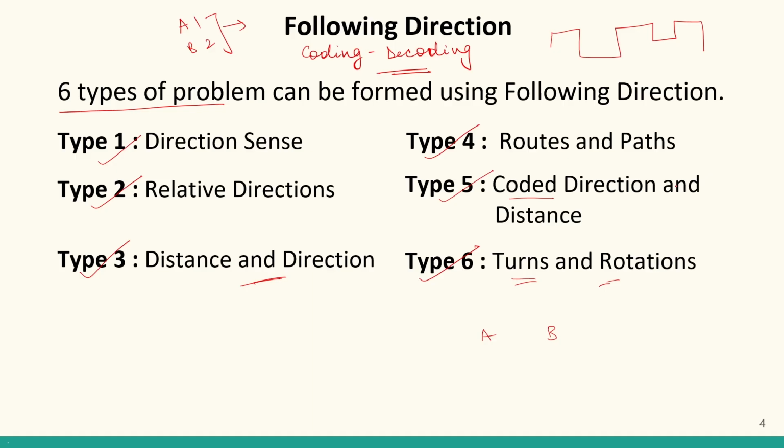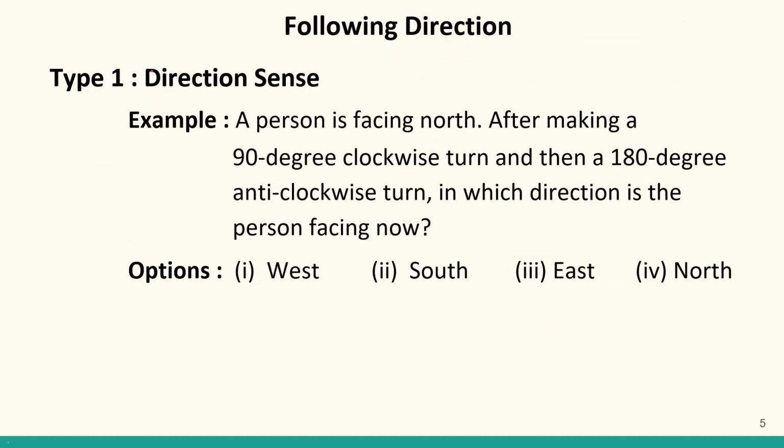So let us understand each of them one by one. This is example 1 based on direction sense. Let me draw the chart for your reference. So this will be north, this will be south. Similarly, this will be east and this will be west. This will be northeast, this will be southeast, this will be southwest, and this will be northwest. Simple, nothing very tricky, right?